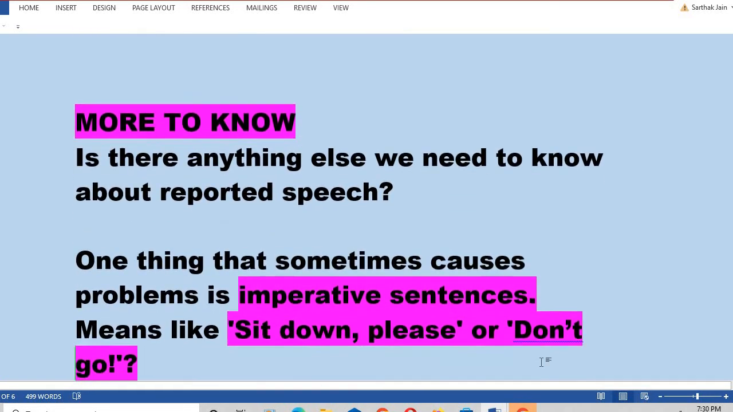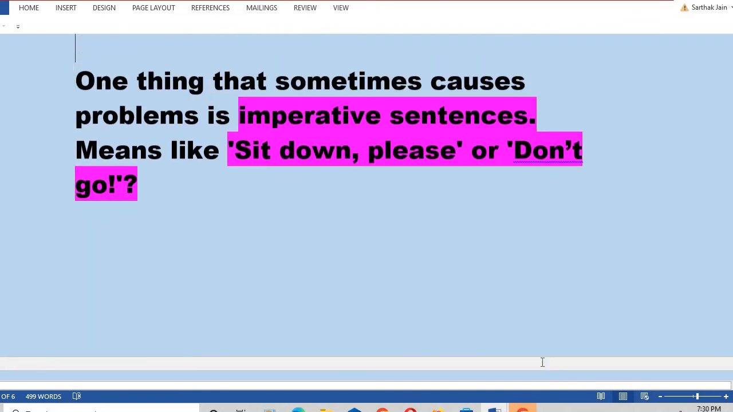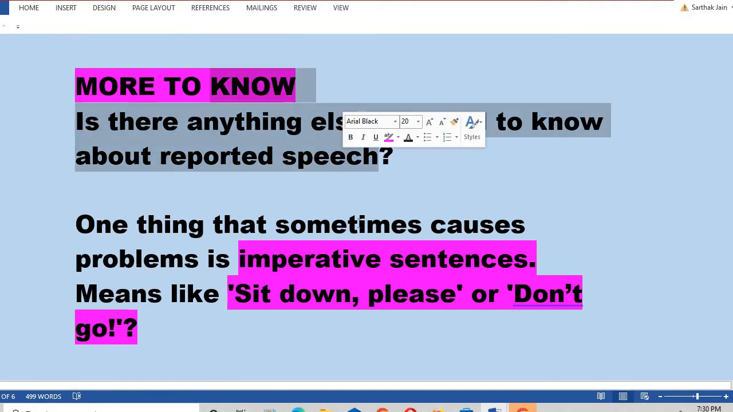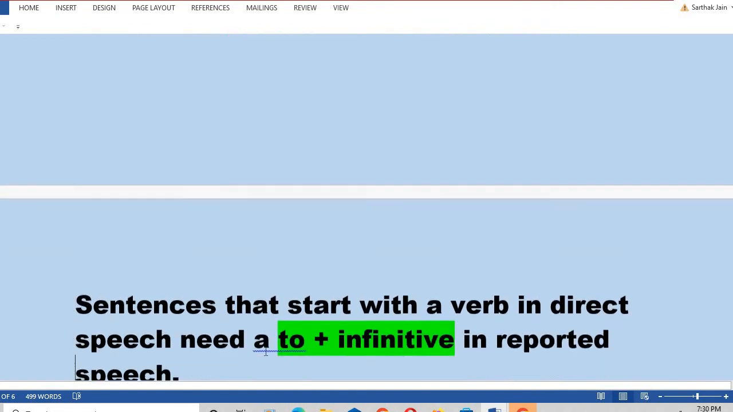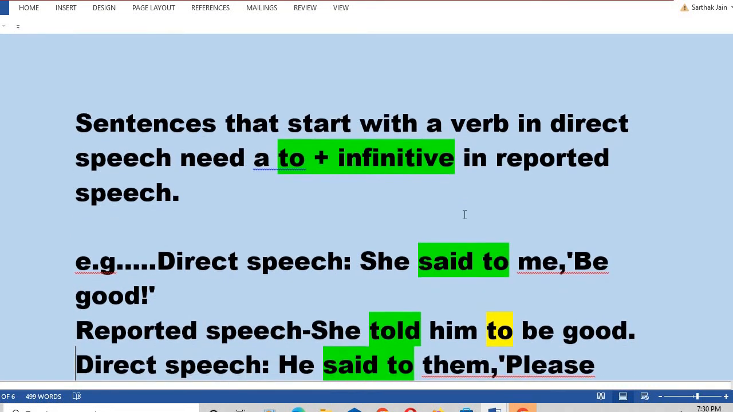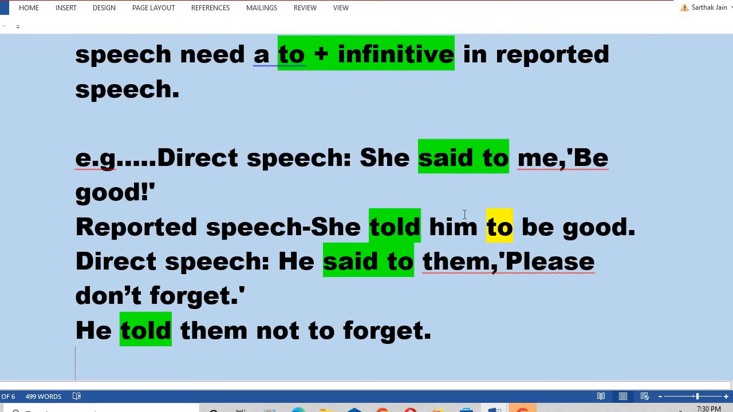Okay, now some more points, just 2 or 3 points. Don't feel tired. Some more points, like imperative sentences. What are imperative sentences? Suppose I order you, just listen, come here. These are the imperative sentences. Imperative sentences always start with a verb, like sit, don't, come, go. Okay, they need a to plus infinitive in their reported speech. This is very simple. Just see the example and then you will understand.